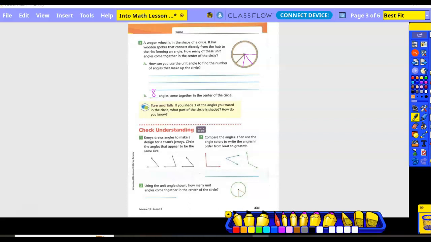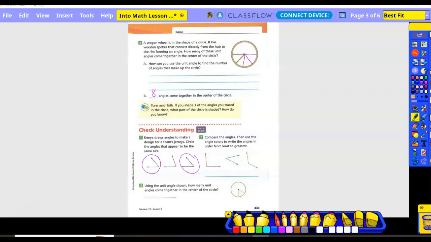8, because we had 4 for half and 4 for the other half. Check understanding number 1. Kenneth draws angles to make a design for a team's jersey. Circle the angles that appear to be the same size. Okay, so which one's considered the same size? The first and the third, okay? Because we can tell that the middle one's a little bit bigger or smaller?